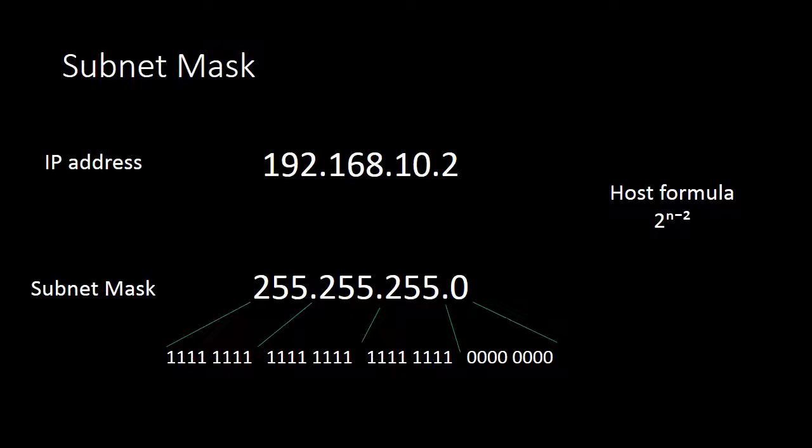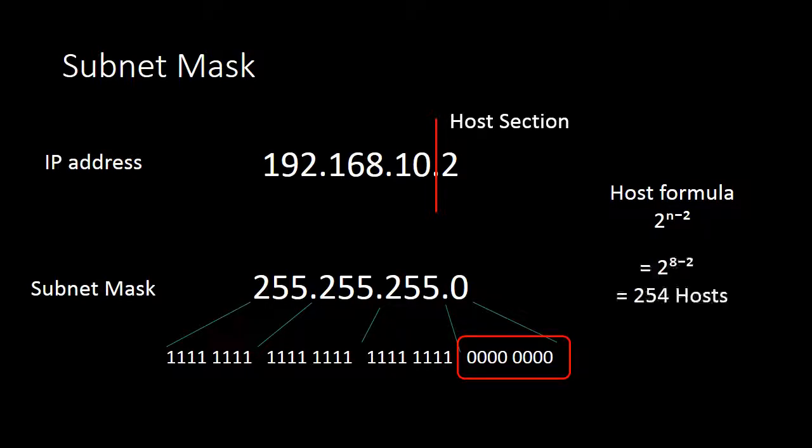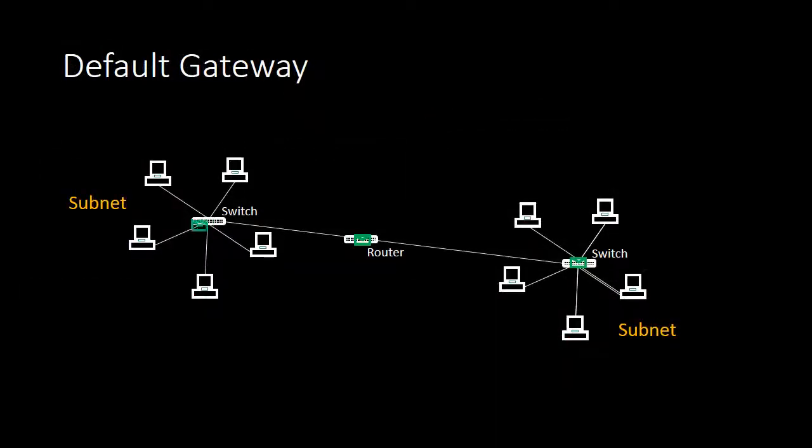In this example, the subnet mask is 255.255.255.0. To determine the number of devices possible on each network, we count the number of bits in the host portion of the subnet mask. In this case, there are 8 bits, so the formula gives us 2 to the power of 8 minus 2, which is 254 hosts.